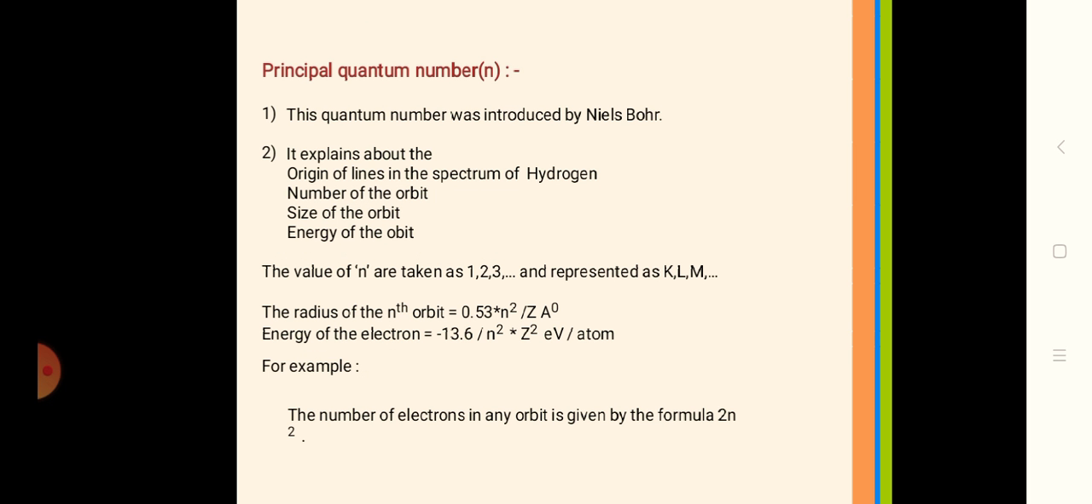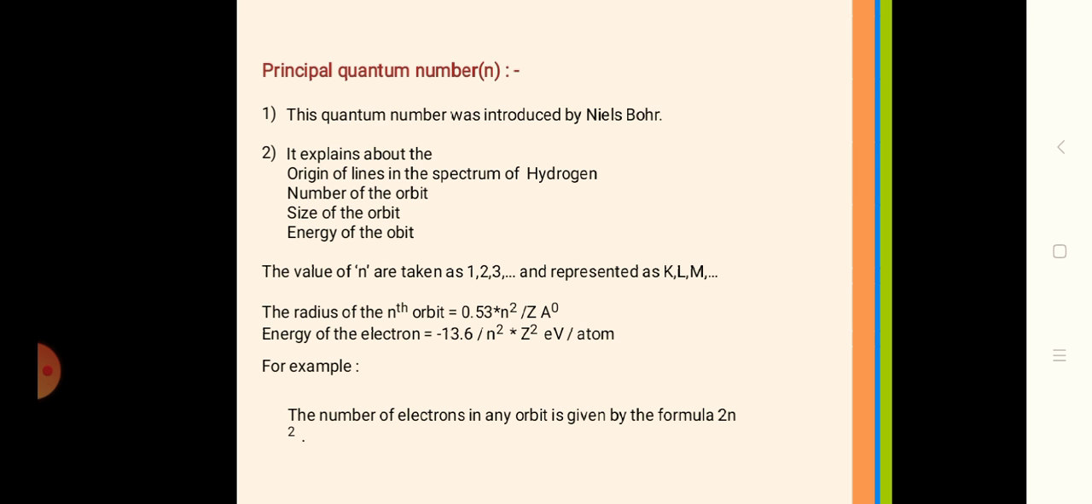Principal quantum number. This is our type 1 quantum number. This quantum number was introduced by Niels Bohr. It explains about the origin of lines in the spectrum of hydrogen, number of the orbit, size of the orbit, energy of the orbit. The value of n are taken as 1 to 3 and represented as K, L, M, N.